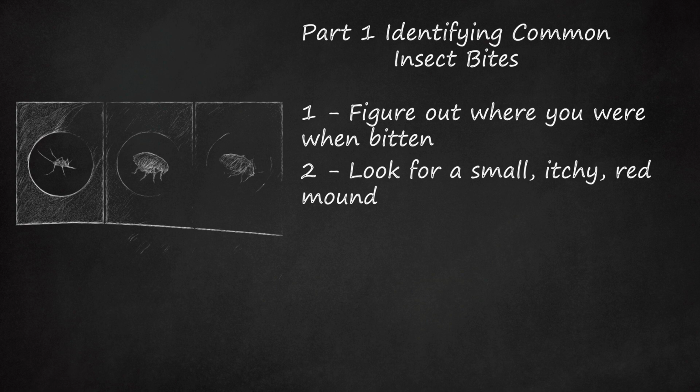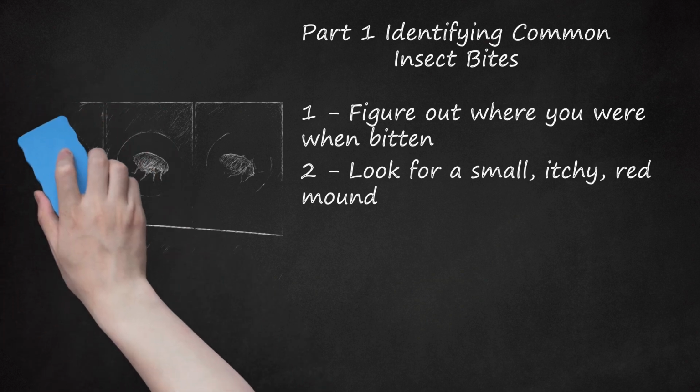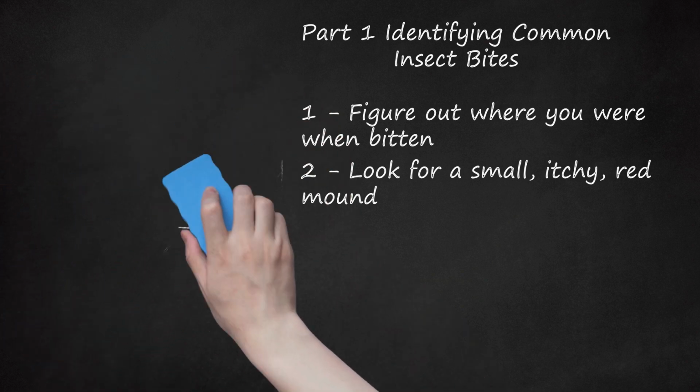Flea bites are a number of small, itchy mounds grouped together. You will probably find them in areas where your clothes fit tightly to your body, such as around your waist. Bedbug bites will be itchy red bumps, maybe with a blister, grouped in rows of 2 or 3.